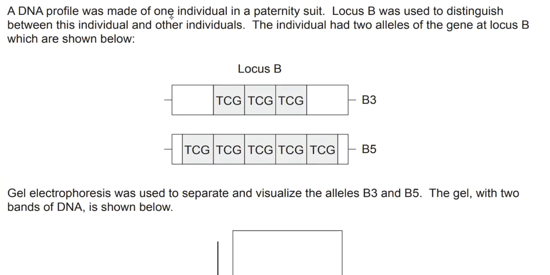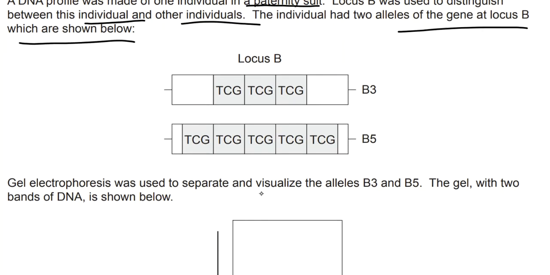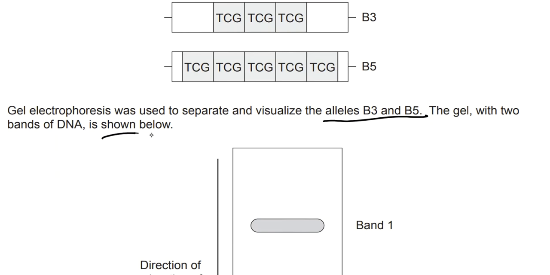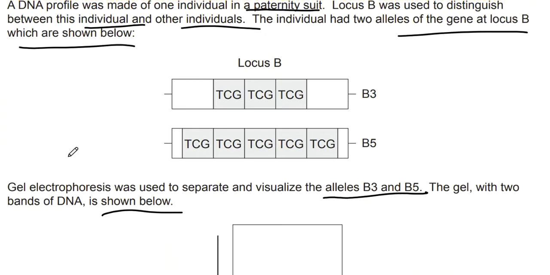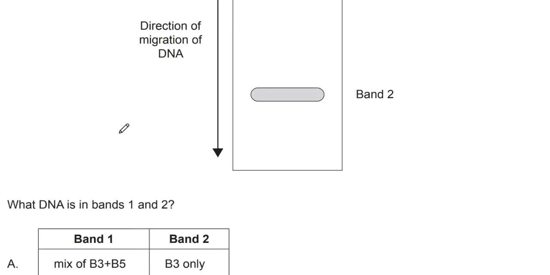A DNA profile was made of one individual in a paternity suit. Locus B was used to distinguish between the individual and other individuals. So this is locus B, it's this strip. The individual has two alleles of the gene at locus B, which are shown below. Okay. Gel electrophoresis was used to separate and visualize the alleles B3 and B5. The gel with two bands of DNA is shown below. Okay, and the question asks us what DNA is in bands 1 and 2.